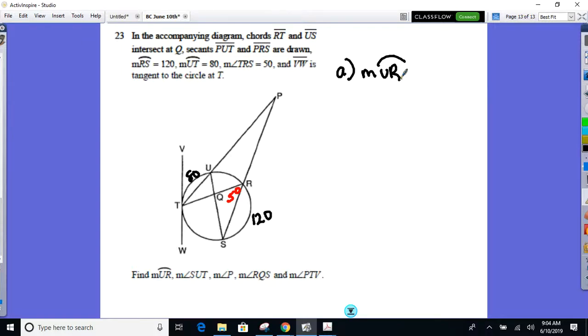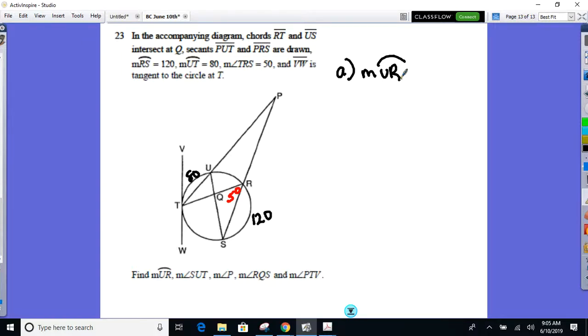Good question here, Roman. This covers a lot of the theorems here. Okay, I'm going to get started. So I know two arcs and an angle. It's asking me for arc UR. That's a problem because I would like to know arc TS, so I could just subtract those three from 360 and get UR. Can I find TS? I can find TS.